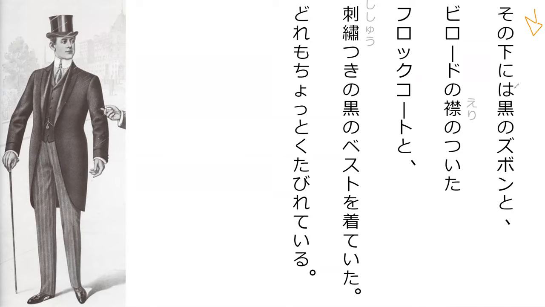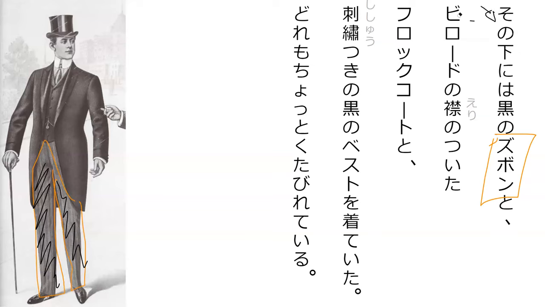その下には黒のズボンとビロードの襟のついた黒黒とシチュー付きの黒の別とを着ていた。どれもちょっとくたびれている。 Yes. So first off, what is zubon? Zubon referring to the pants. What do we know about the pants? The pants are black. That is correct. And it's below, it's in the... Yes, so this sono shita, the sono, yes, the robe. Perfect. So below the robe, he had black pants.